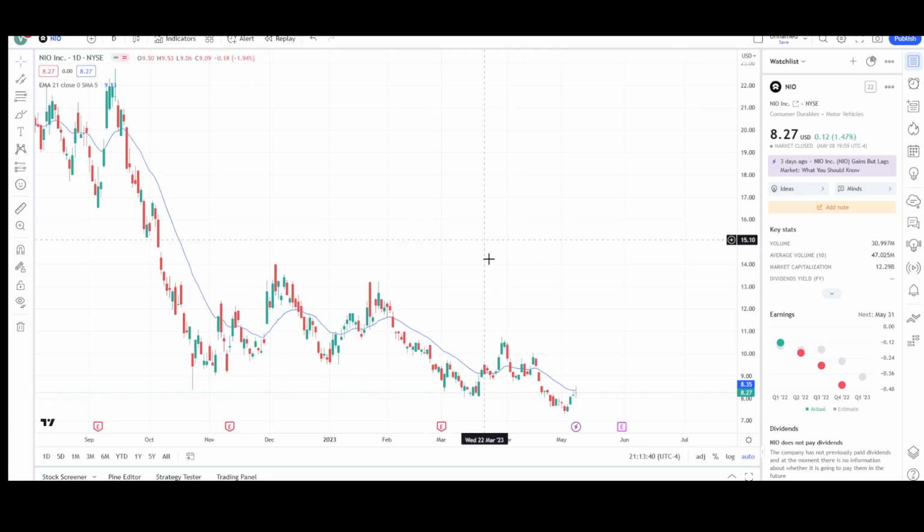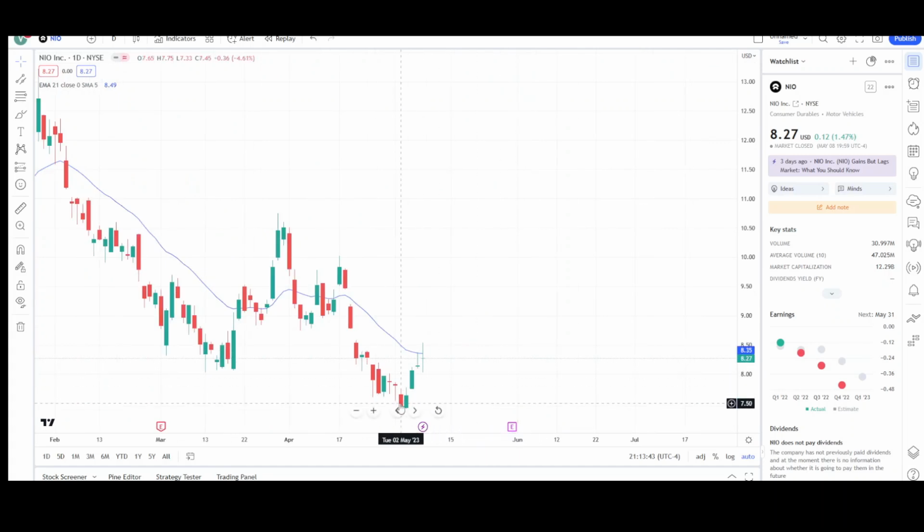So here we have the daily chart for NIO. I did my analysis on the prior Monday. Looks like prices did trade down a little bit, but it did pull back to this EMA, which is expected because we were pretty much near the all-time lows.